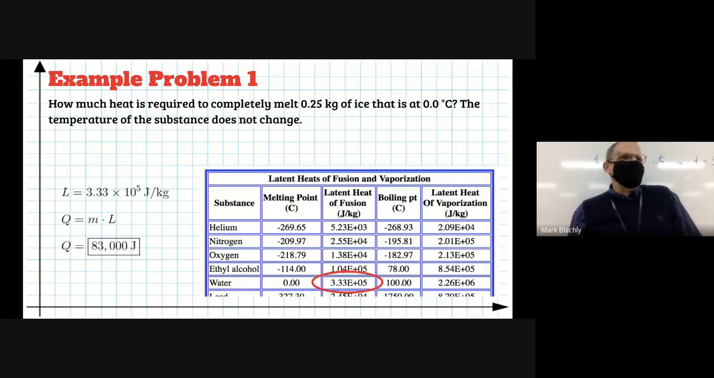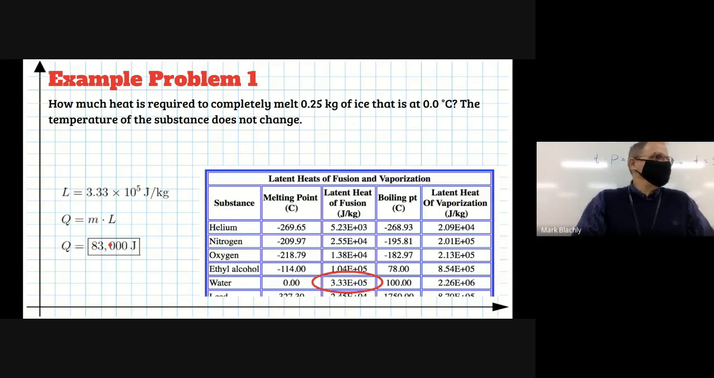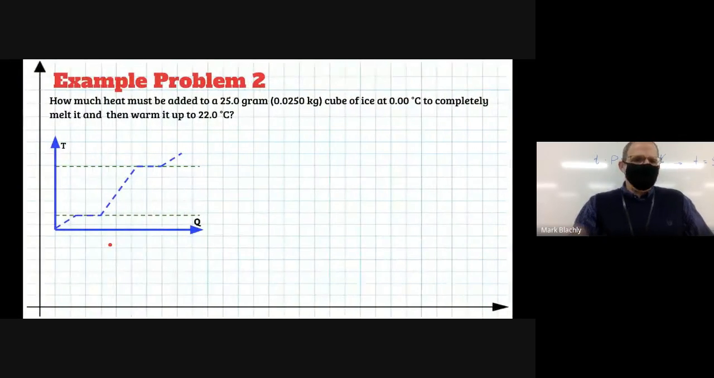Yeah, 83,000 joules is how much energy it takes to melt an ice cube. So it started at 0 degrees as a solid. It ended at 0 degrees as a liquid. It took 83,000 joules. In a microwave that was 1,000 watts, that would take 83 seconds to melt that ice cube, because it adds 1,000 joules every second. All right, that's example 1.